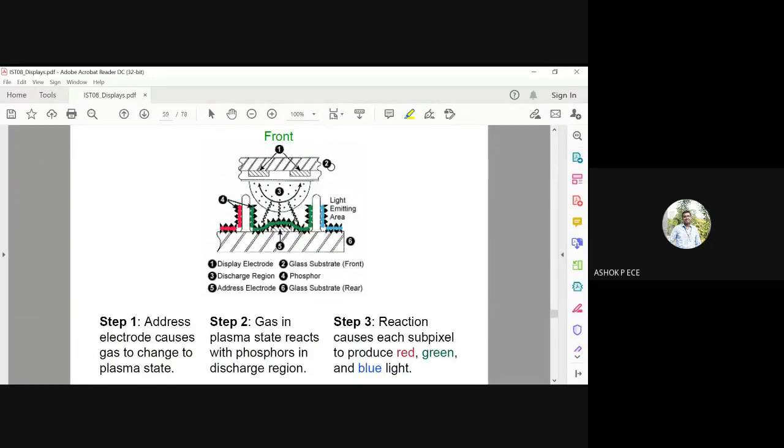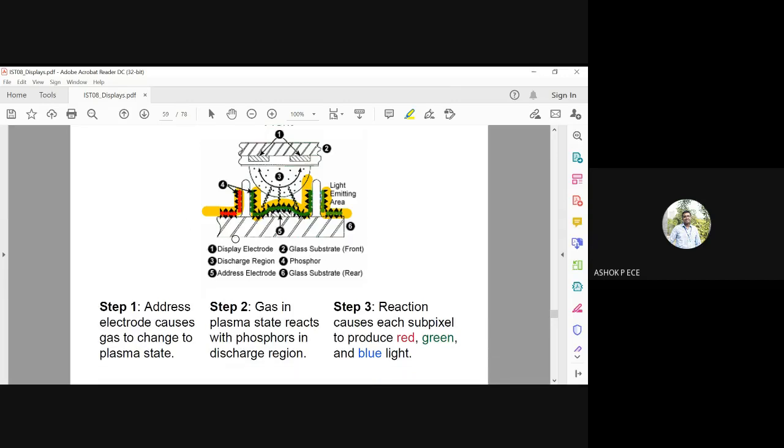This is on the front side. 3 is going to be the discharge region. 4 is the phosphor. You have RGB. You have, see here, you have red. Here we have green. And here we have the light emitting area. Okay. 5 is the address electrode and 6 is going to be the glass substrate. So between the two glass substrates, you are going to have the three colored regions.